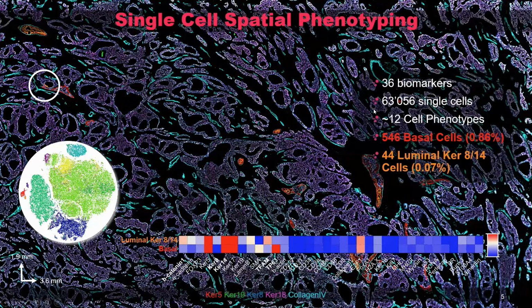Out of the 63,000 cells in this experiment that we had looked at, 546 of them are so-called basal cells. These were identified with Codex. Now, 546 of 63,000 is 0.8% of the total population. That's a pretty small amount. Even better, there are 44 luminal cells in this particular tissue. That's 44 out of 63,000 cells. That's 0.07% of the entire cell population.